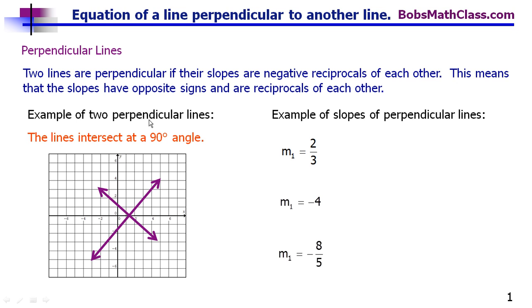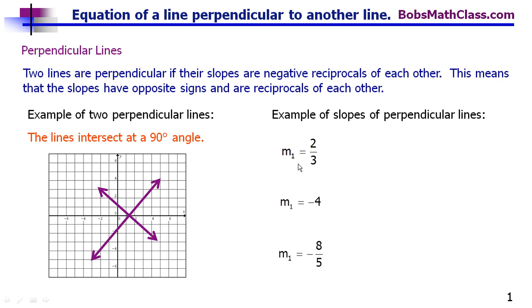Okay, here's an example of two perpendicular lines. The lines intersect at a 90-degree angle. These are 90-degree angles right here. Examples of slopes of perpendicular lines.